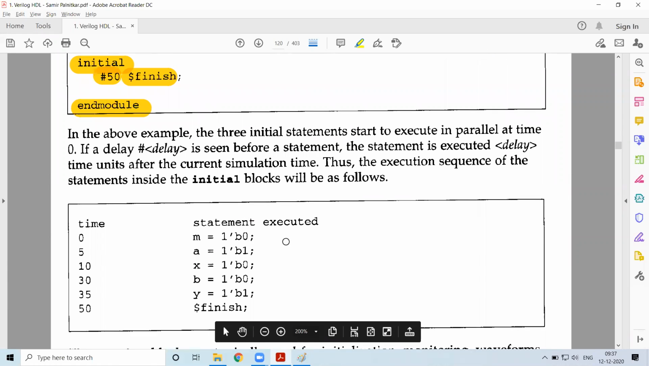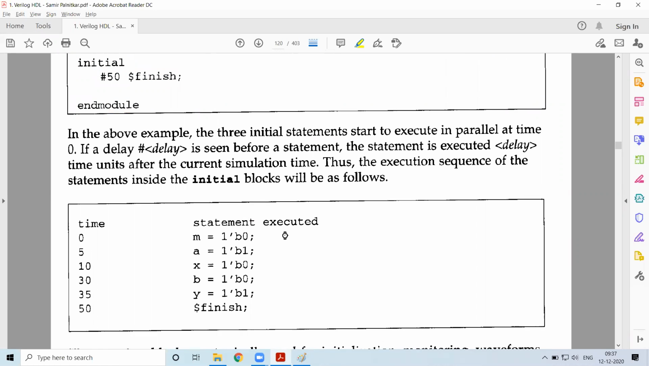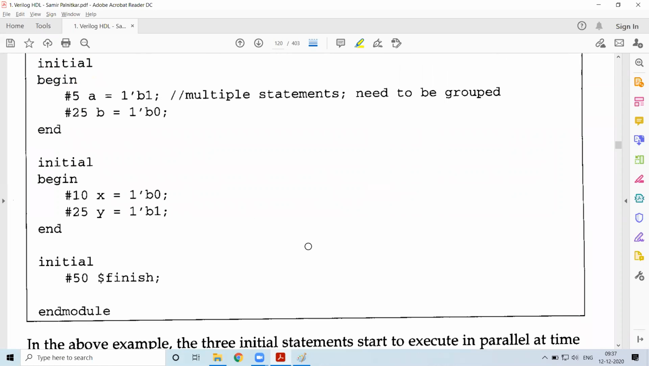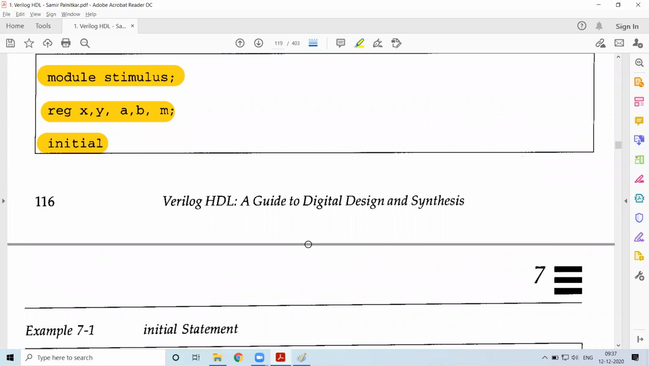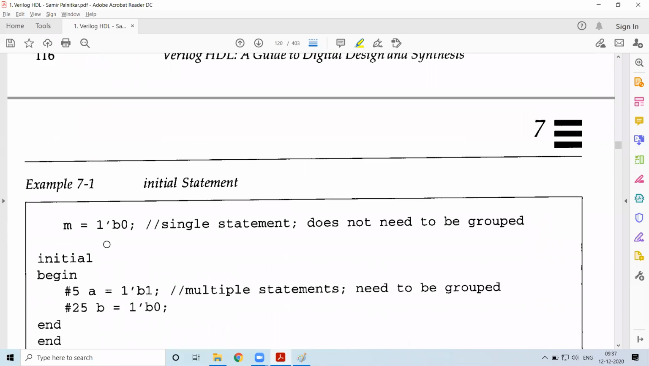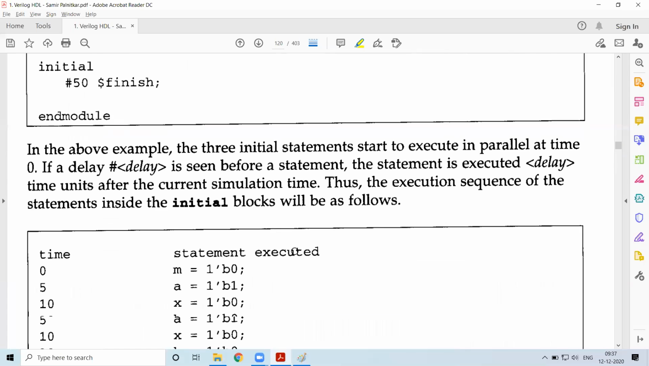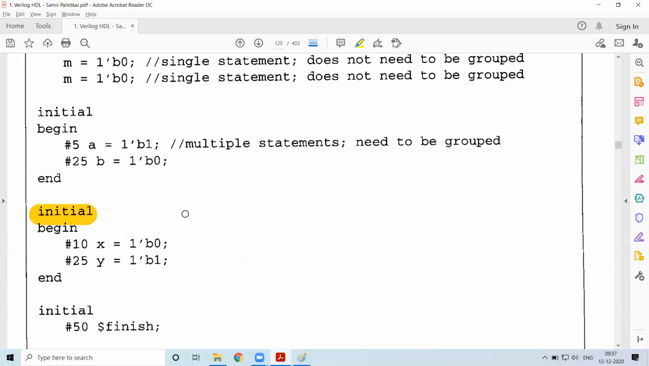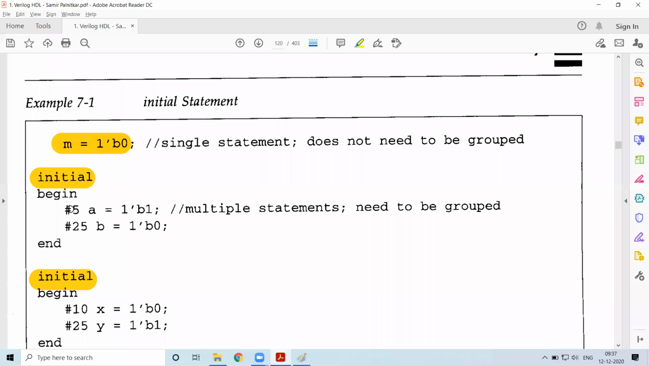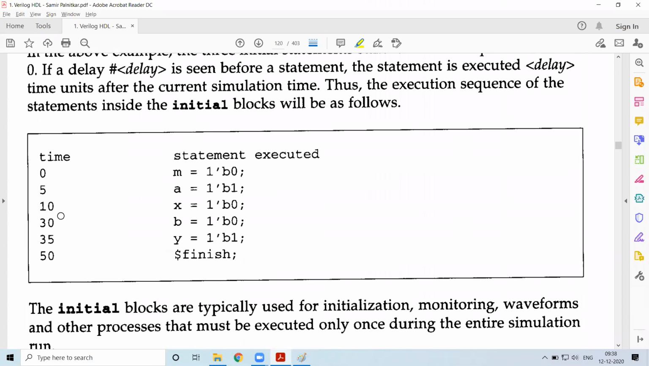Now if I look at the execution time, you can see how it starts off. Since all are concurrent, all the initial blocks start at time unit t equal to 0. All start at the same time. In the first one, there is no hash delay specified. So when this starts off at time t equal to 0, m gets assigned the value of 0. That is, this statement gets executed.